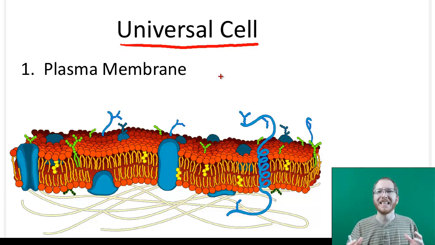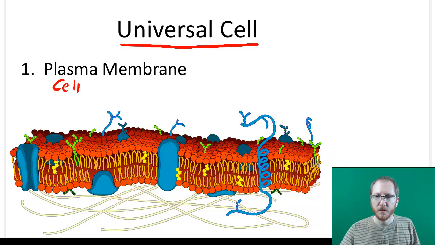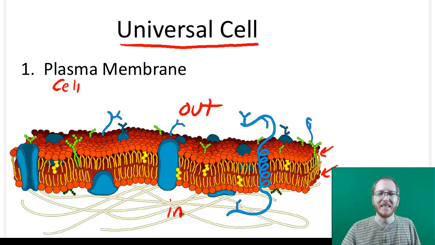You need something that is a barrier between what's outside and what's inside. That's going to be called the plasma membrane, or sometimes you'll see it called the cell membrane. In this case, you can see it's made of these phospholipids. These are these two-tailed guys we've talked about before, and there'll be two layers of them, an outer layer and an inner layer. The outside of the cell is on one side of this membrane, and the inside of the cell is on the other.